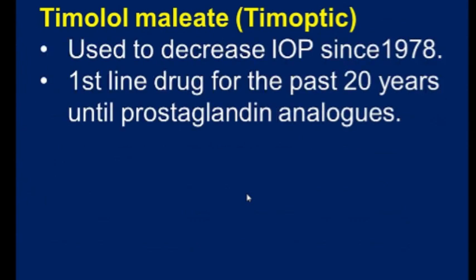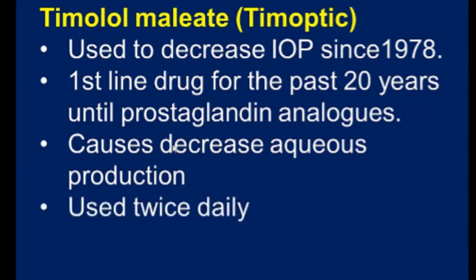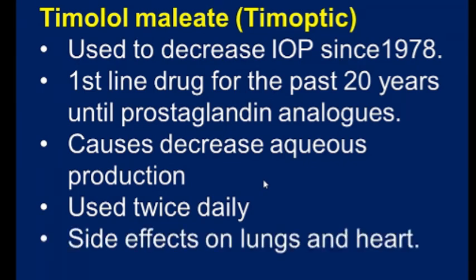So timolol is under the beta blockers. It's used to decrease IOP. It's one of the first line of action we have known since 1978. For the past 20 years, we have been using timolol as the first line of action before the discovery of prostaglandin analogs. Timolol or other beta blockers decrease aqueous production. They are used twice daily.